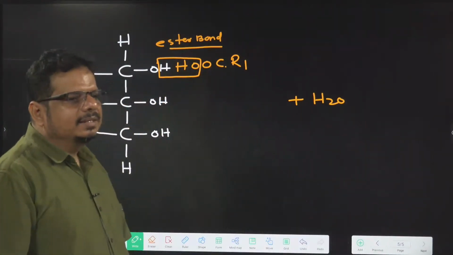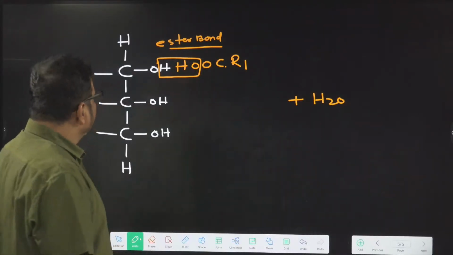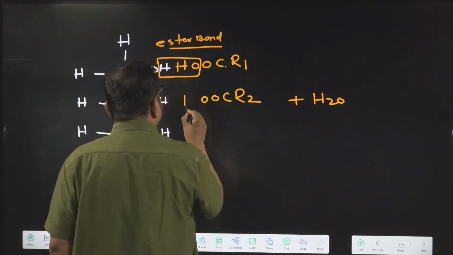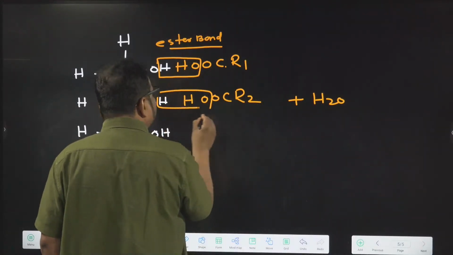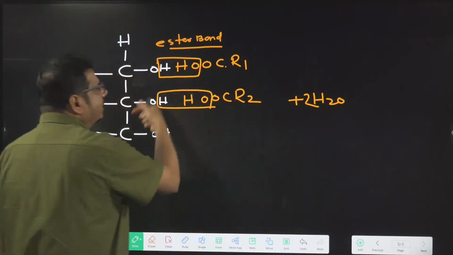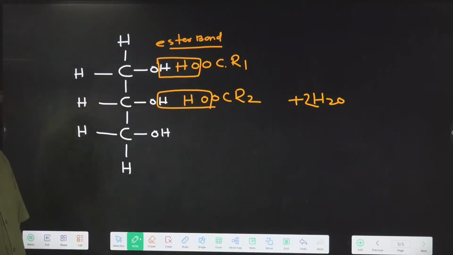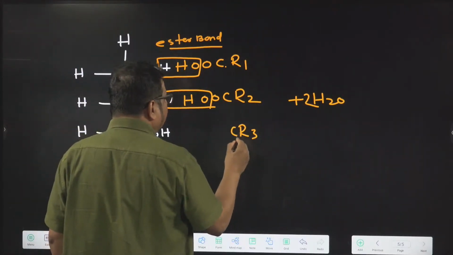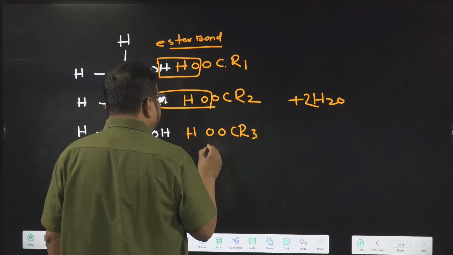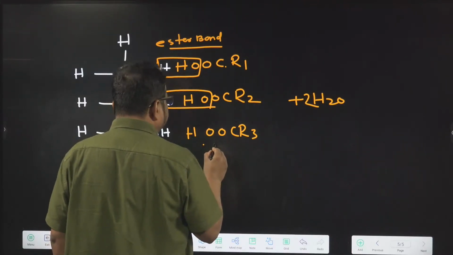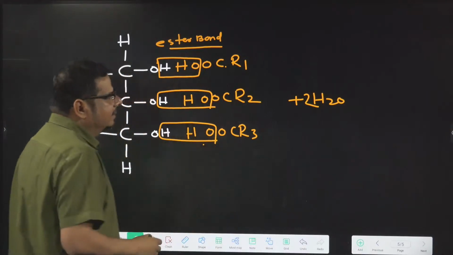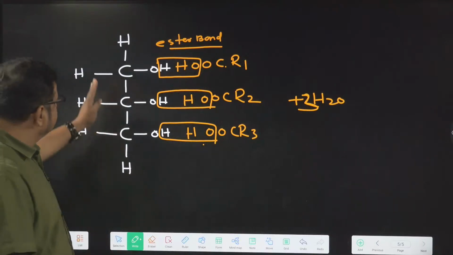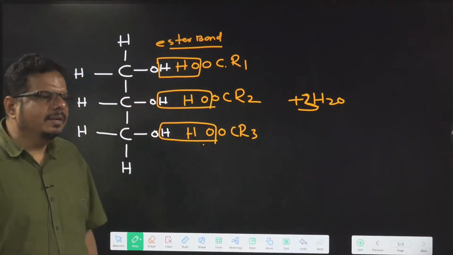Monoglyceride. When two fatty acids join, R2COOH, here also water is removed, 2H2O. Now it is called diglyceride. Now if a third fatty acid, R3COOH, joins, getting the idea? It forms triglyceride. And how many water molecules are removed? 3 water molecules are removed.